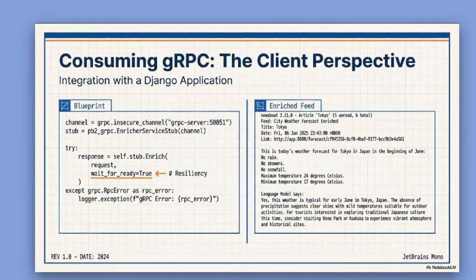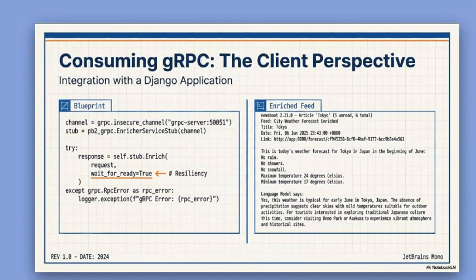It is. Normally, if your client app starts up before the server is ready, what happens? It crashes, connection refused. But with wait for ready true, the client essentially just says, you know what? I'll wait. Right. It holds the request until the server comes online. That makes the whole system so much more robust. For sure. Especially during restarts or deployments.